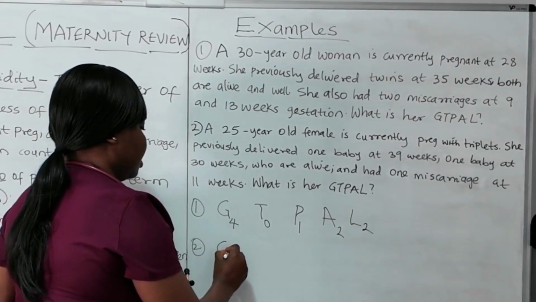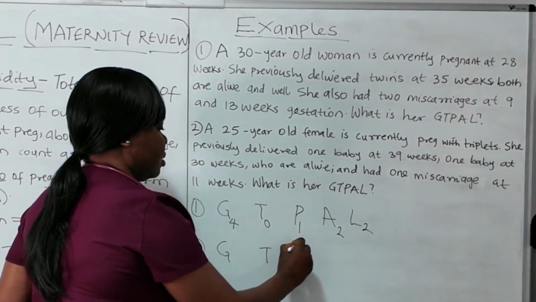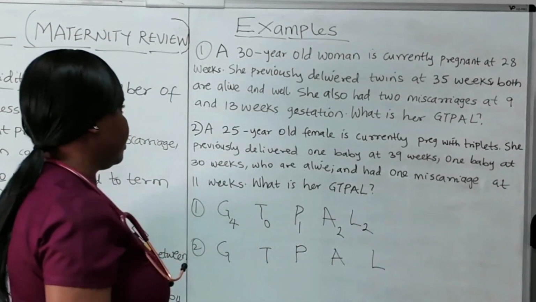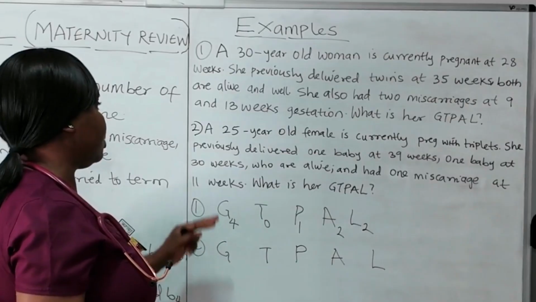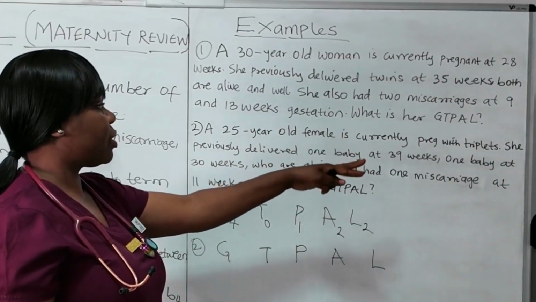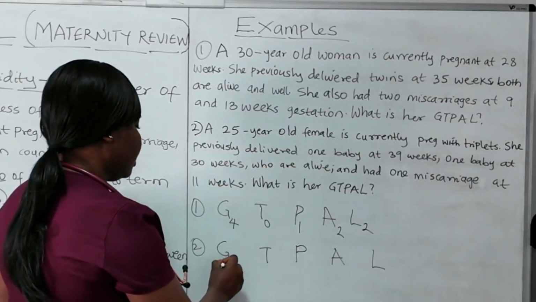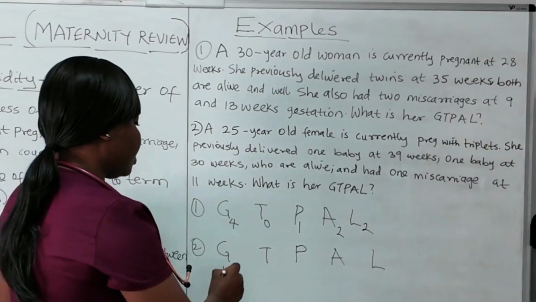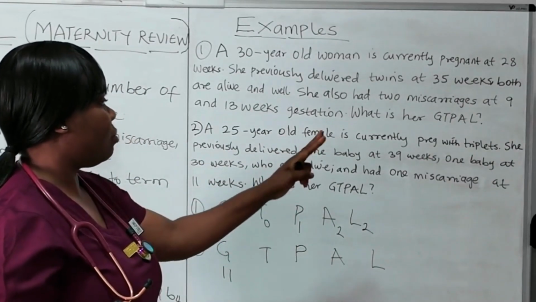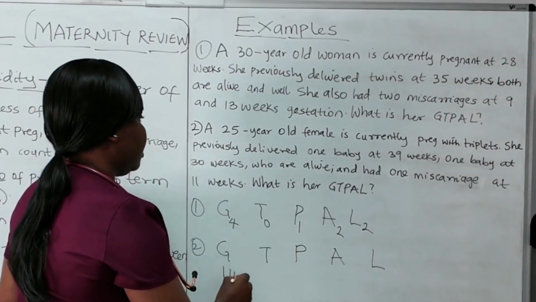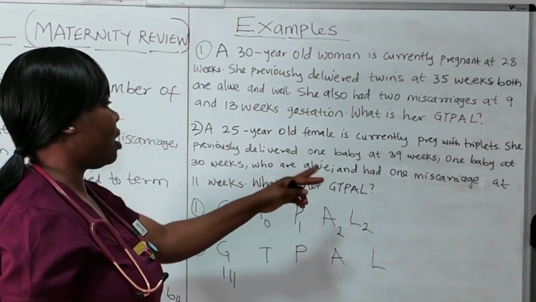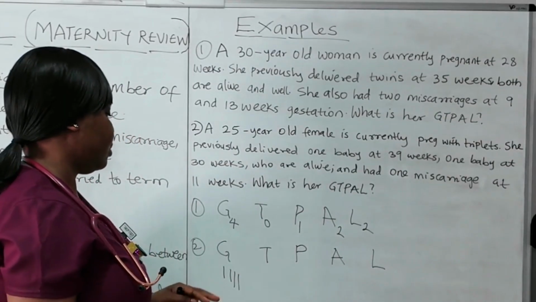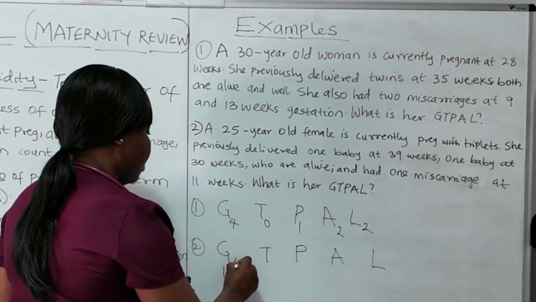First, let's look at the criteria G, T, P, A, L. We'll analyze it. We'll start with the G. A 25-year-old female is currently pregnant with triplets. So there's one pregnancy going on now. She previously delivered one baby at 39 weeks, another pregnancy. One baby at 30 weeks, another pregnancy, who are alive and well. And one miscarriage at 11 weeks, another pregnancy. So the total of this will give us 4.